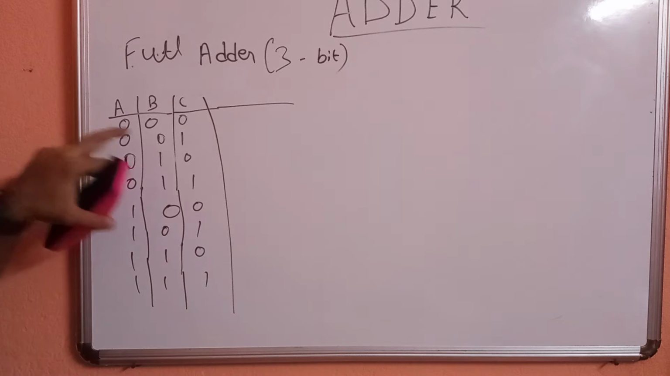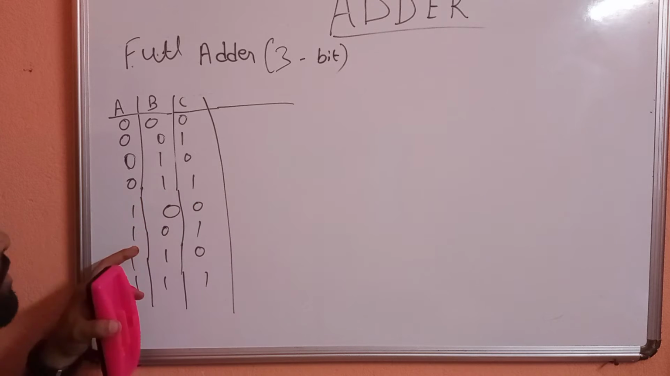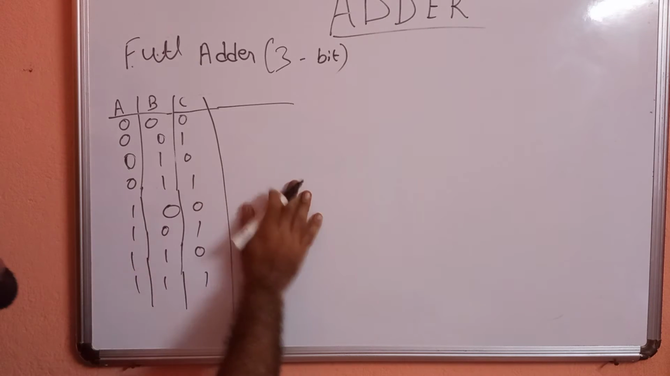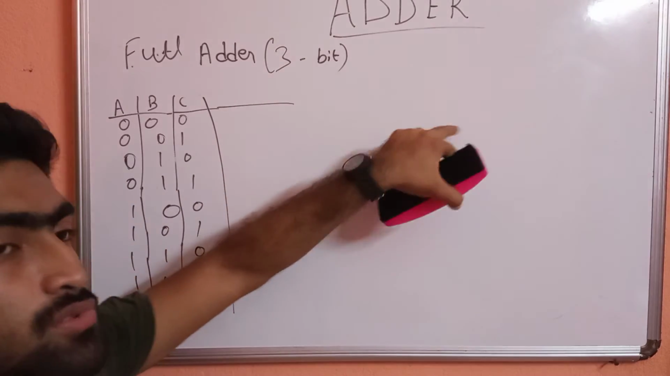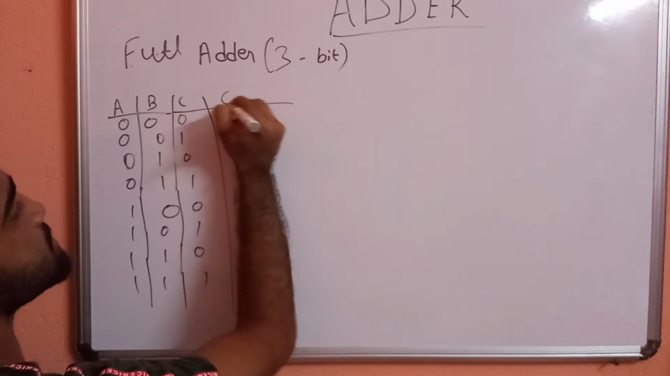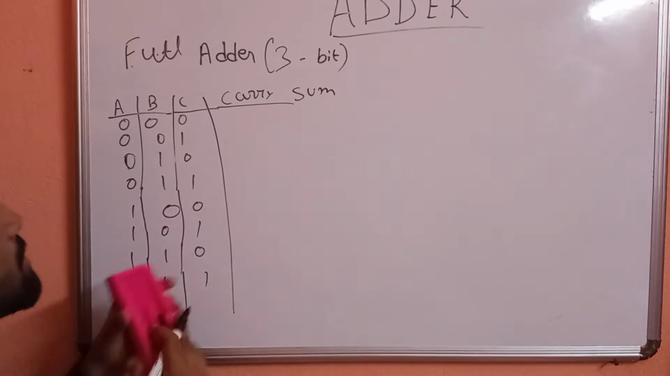So what are the inputs? 0, 0, 0, 0, 0, 1, 0, 1, 0, 0, 1, 1, 1, 0, 0, 1, 0, 1, 1, 1, 0, 1, 1, 1, incrementing by 1. Now similar to the half adder, the output will be the same. That means there will be a carry part and there will be a sum part, right?